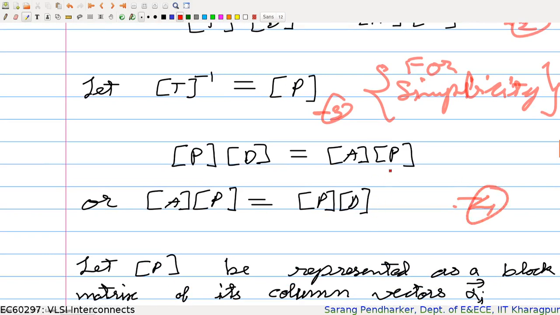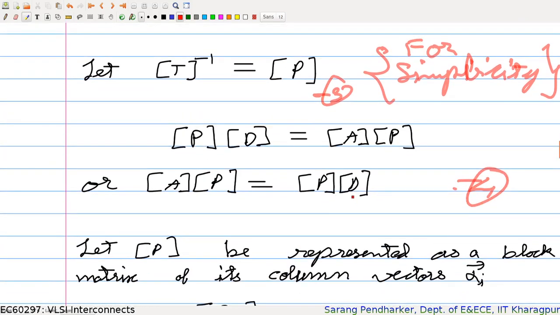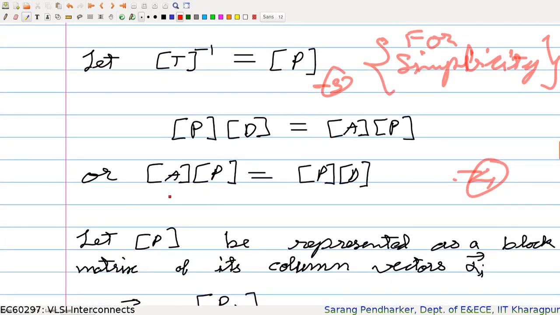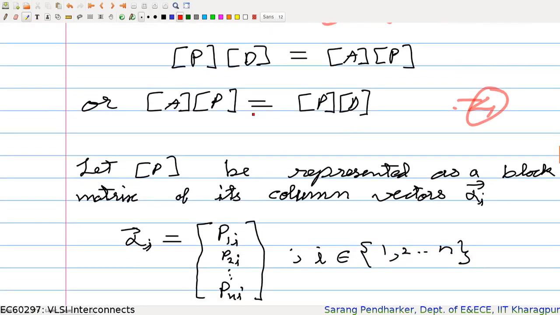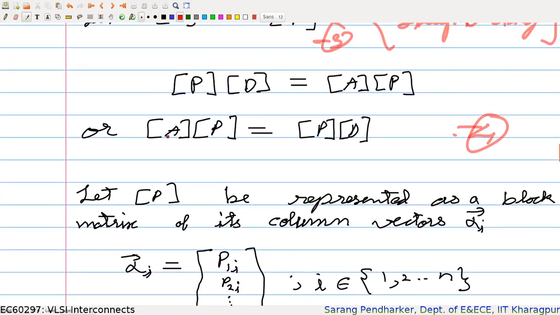These equations are actually the same. Now P is some matrix. I don't know its form, but what I know is that it has to follow this equation, and I also have a constraint that my D is diagonal. Right, so this is my constraint.